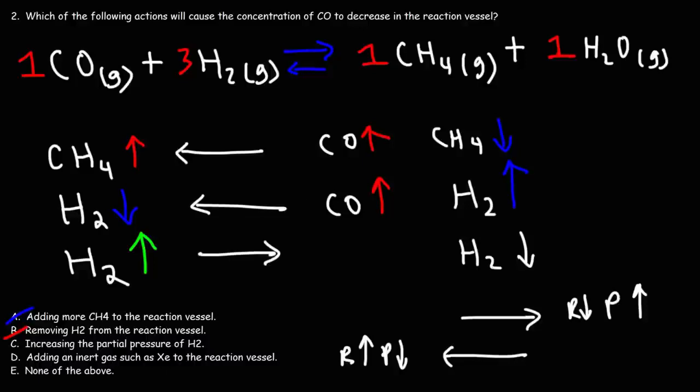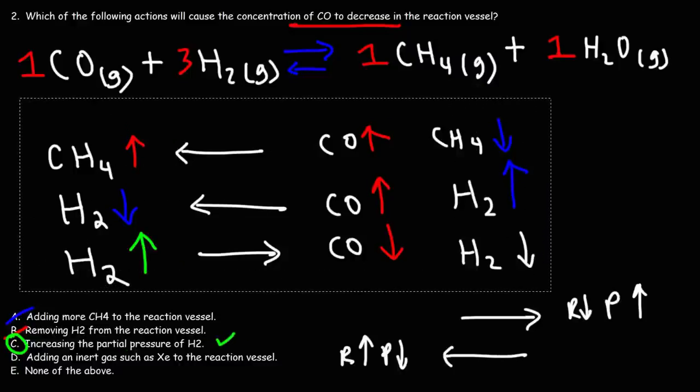And as it shifts to the right, it's moving away from CO, CO being a reactant. So this time, CO is going to decrease in value. So that's how we can cause the concentration of CO to decrease. We need the reaction to shift to the right away from the reactants, causing this to decrease while the products go up. So answer choice C is the correct answer.